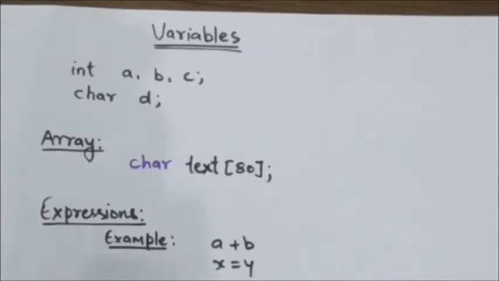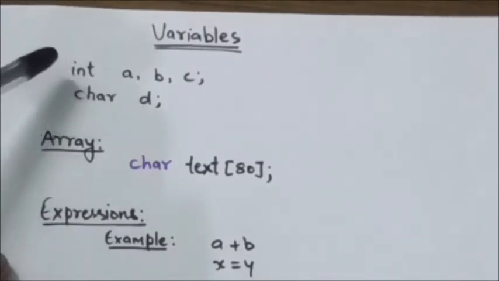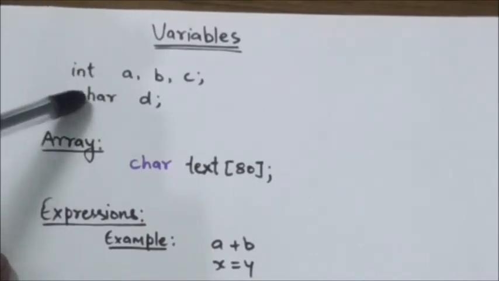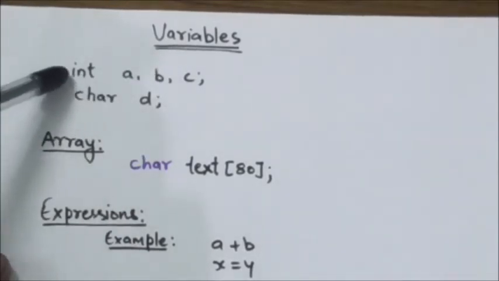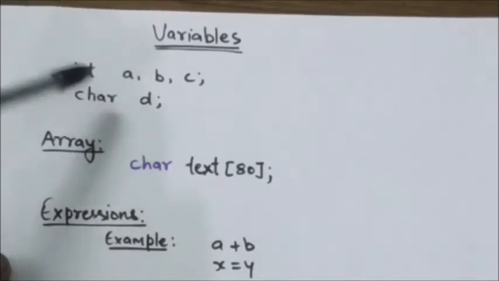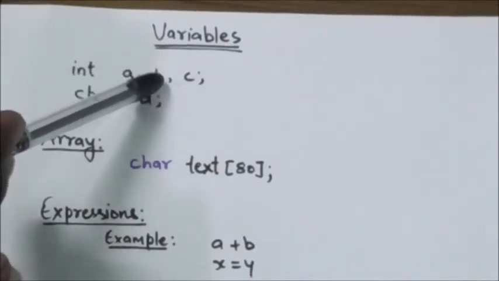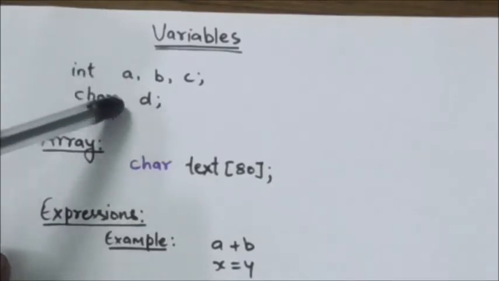Here you can see these two lines of C program. In these two lines you can see that they are type declarations, right? These two lines are type declarations which state that A, B and C are integer variables, and D is a character type variable. So here A, B and C will each represent an integer valued quantity, and variable D will represent a single character.